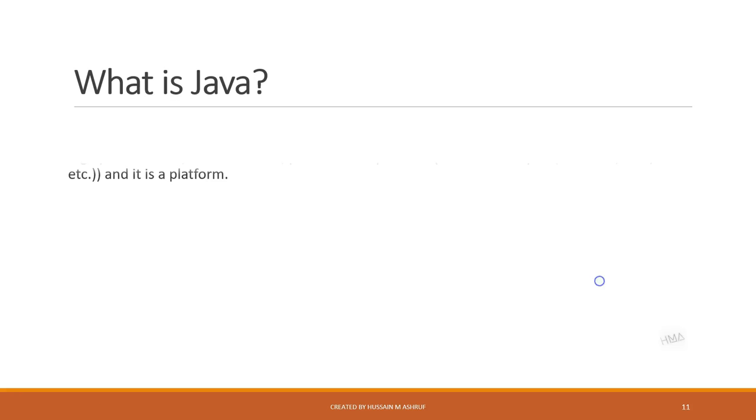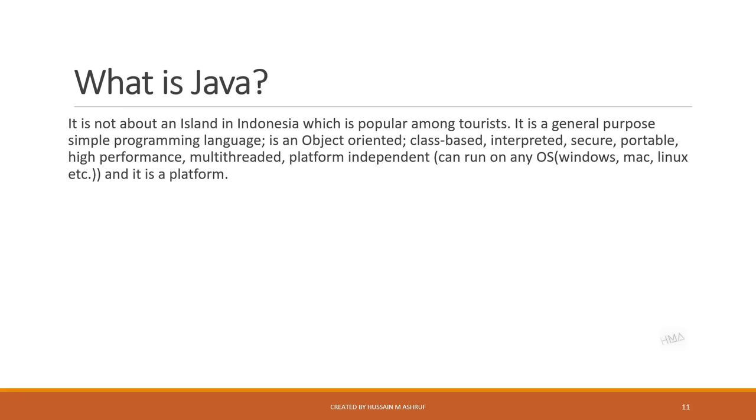What is Java? Java is not about an island in Indonesia, which is popular among tourists. It is a general purpose, simple programming language. It is object-oriented, class-based, interpreted, secure, portable, high-performance, multi-threaded, and platform independent. It can run on any operating system: Windows, Mac, Linux, Unix, etc.